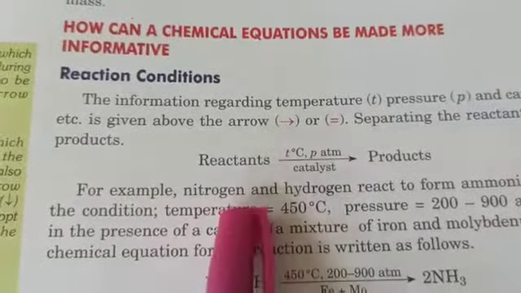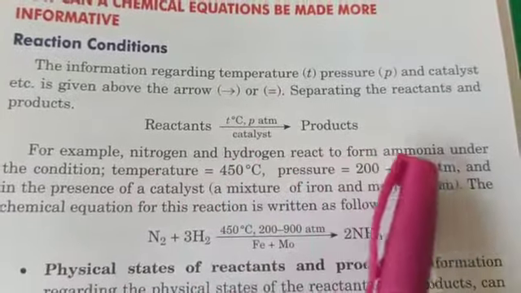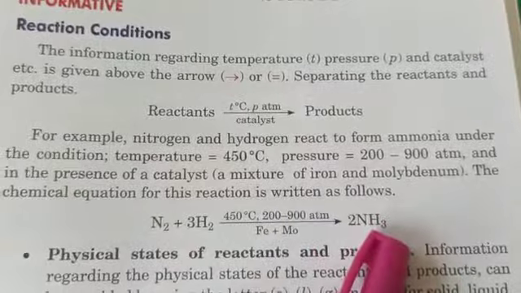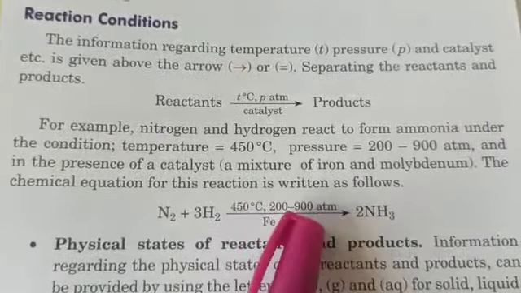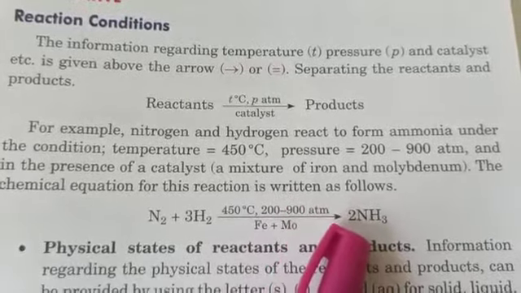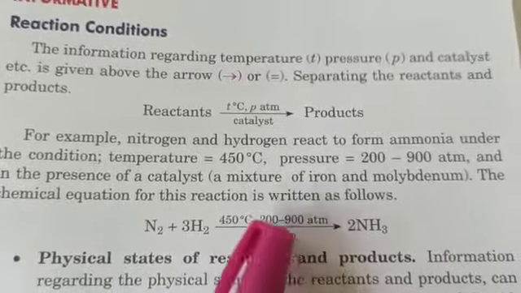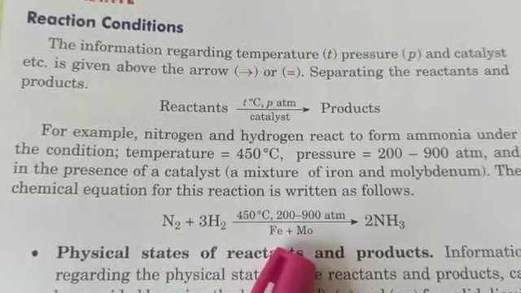For example, nitrogen and hydrogen react to form ammonia. Nitrogen and hydrogen gives us ammonia. Here the temperature is 450 degrees Celsius, the pressure is 200 to 900 atmosphere, and the catalysts are iron and molybdenum. So they can be written above and below the arrow.